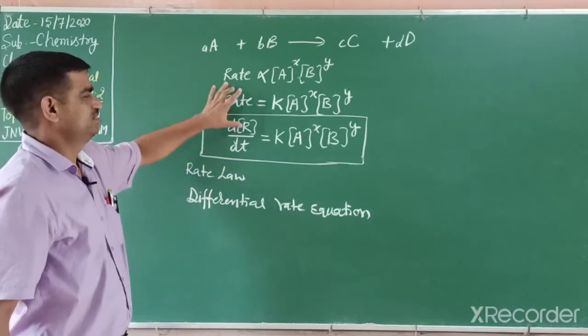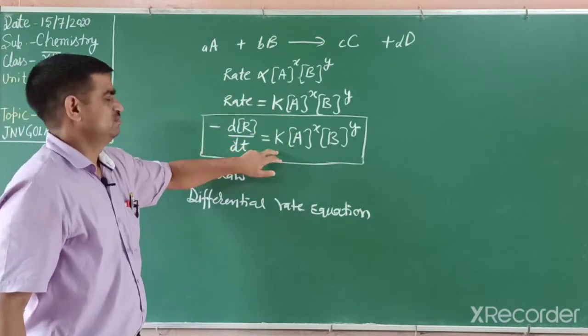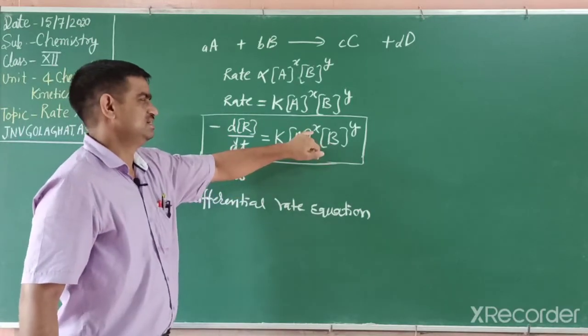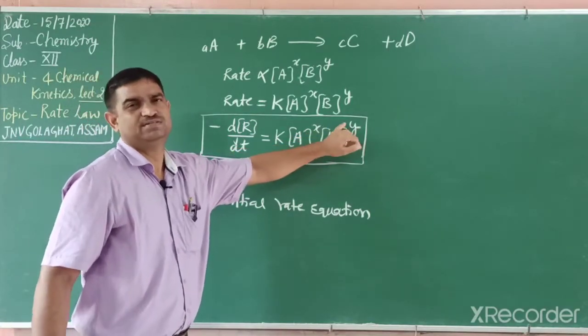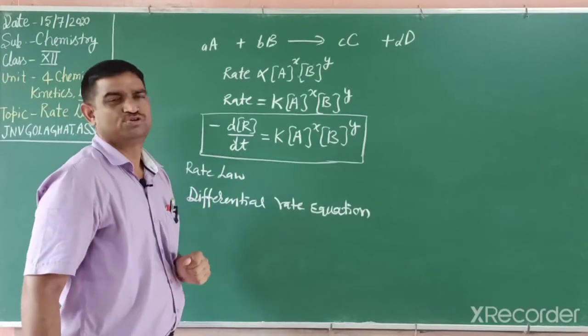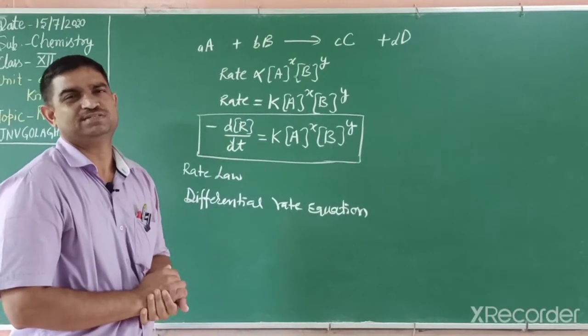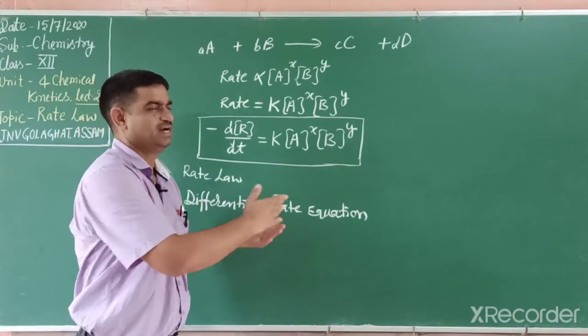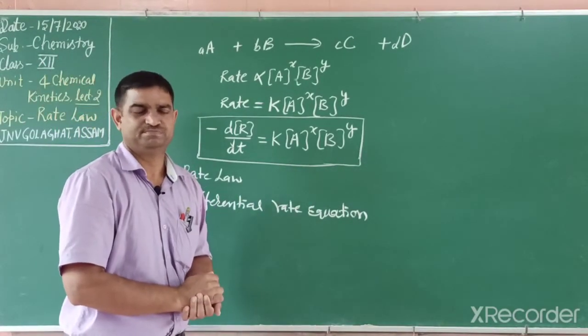So students, this is very important because rate depends on concentration of reactants raised to some power. That power may or may not be equal to the stoichiometric coefficient. This is known as rate law. We will study it by taking an example.